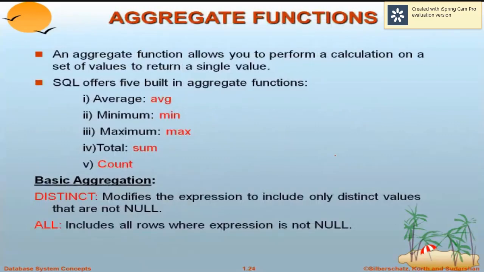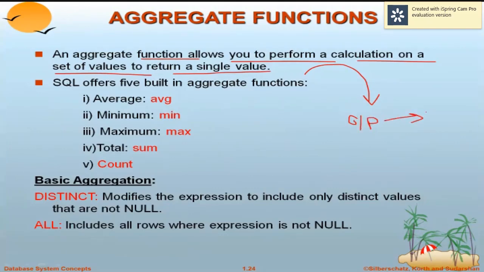Next one are the aggregate functions. So aggregate functions are something which allow you to perform calculations, or you can do some arithmetic operations over the values inside a table, and it will give you one single value after the operation. So what are the different types of aggregate functions we have? Average, min, maximum, sum, count.